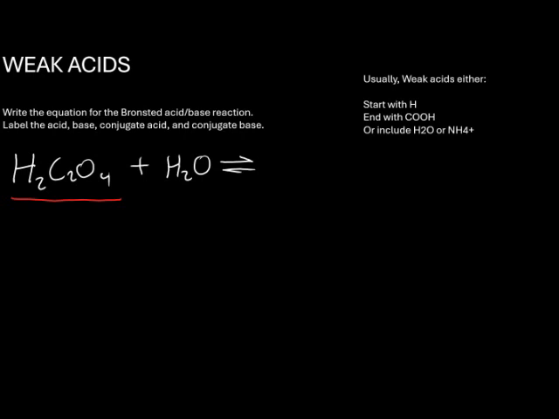We can do a similar process with weak acids to figure out what the products are and what the conjugate acid and conjugate base are. Now, first we need to recognize that this compound, H2C2O4, is a weak acid. Now, in Chem 152, weak acids are anything that starts with H, or ends with COOH, or includes water, H2O, or ammonium ion, NH4 positive. So any compound that fits this description, but is not on the strong acid list, will be considered a weak acid instead.